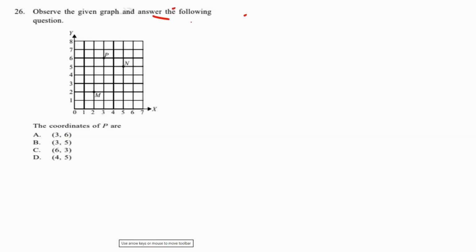Observe the given graph and answer the following question. We need the coordinates of P. Where is P over here? This. So first we would find the corresponding x-axis value, which is 3, and the corresponding y-axis value, which is 6. So 3 and 6, that's the coordinate. Option A is the answer.